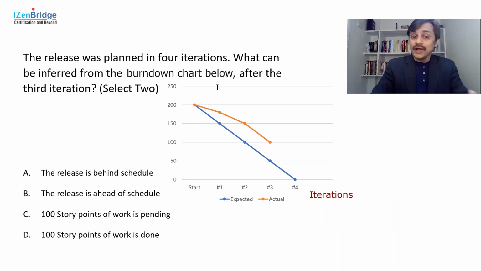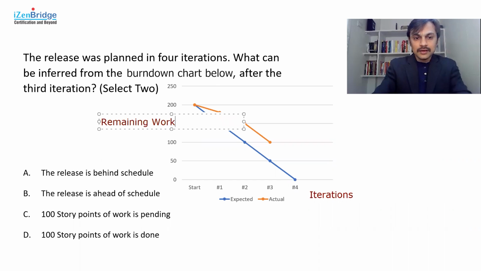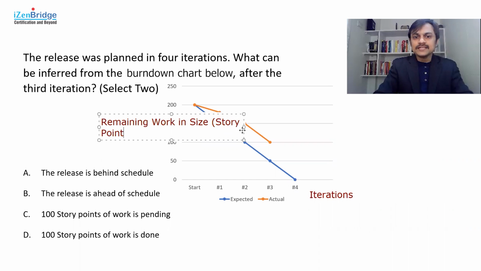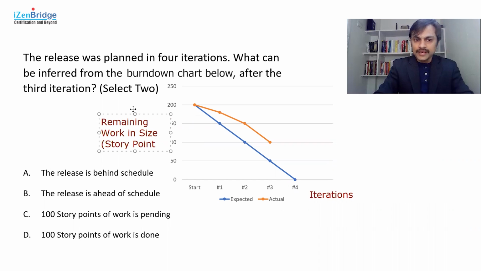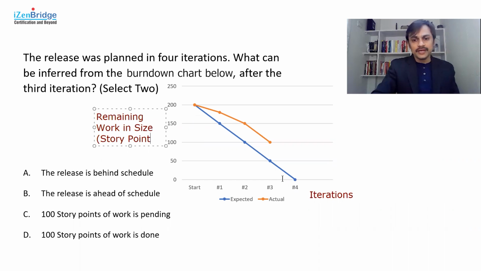What you have in the y-axis is a little tricky. You have remaining work in size. In this case, I can assume it's story points. That makes it a burn down chart. So that's a burn down chart: we have the y-axis as remaining work in story points, and the x-axis talking about iterations.